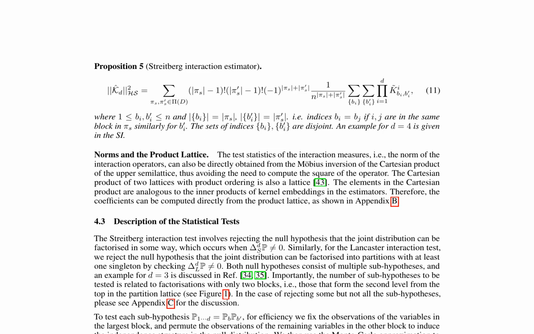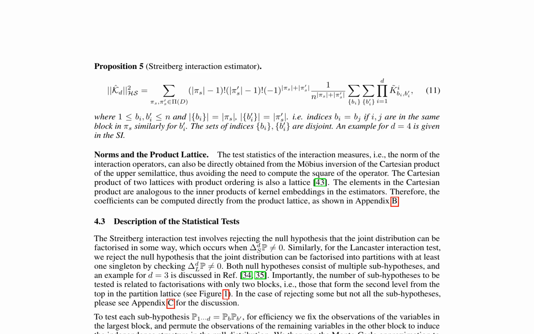The Streitberg interaction estimator computes the norm of interaction operators through Möbius inversion of the Cartesian product of the upper semilattice, eliminating the need to square the operator. This approach enables direct calculation of test statistics from the product lattice, as detailed in the appendix. The interaction test involves rejecting the null hypothesis that the joint distribution can be factorized, encompassing the Lancaster interaction test, which rejects factorization into partitions with at least one singleton.